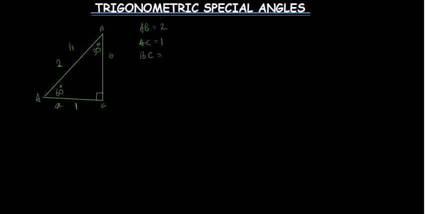So according to the Pythagoras theorem, opposite squared is equal to hypotenuse squared minus adjacent squared. So opposite squared is equal to 2 squared minus 1 squared. This is 4 minus 1, so opposite squared is 3. Meaning opposite is equal to root of 3. So that's what we have right here.